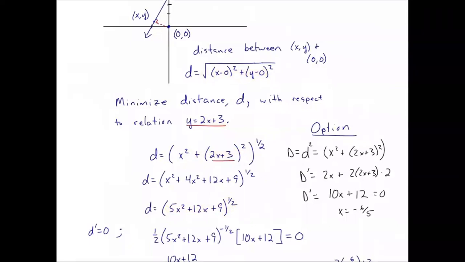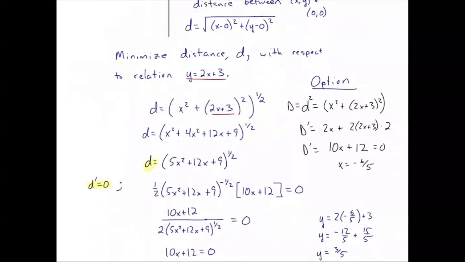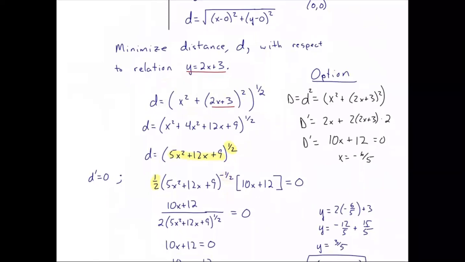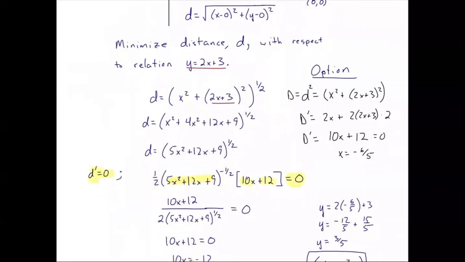Now we take the derivative of our value function d and set it equal to 0. That's a chain rule. 1/2 comes down times the inside, to the power of negative 1/2. So that's our power rule. And now our chain rule step is times the derivative of the inner function. Well, 5x squared has derivative 10x, 12x has derivative 12, 9 has derivative 0. And then we set this equal to 0 because we set the derivative equal to 0. And we try to solve for x from here.